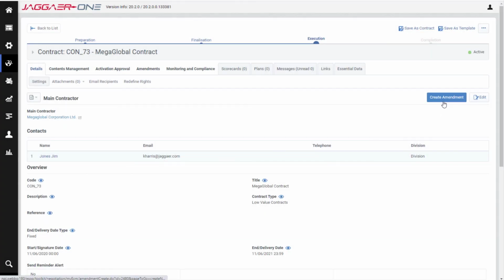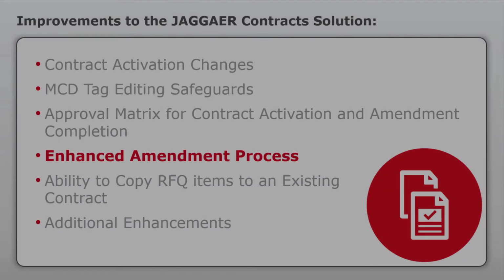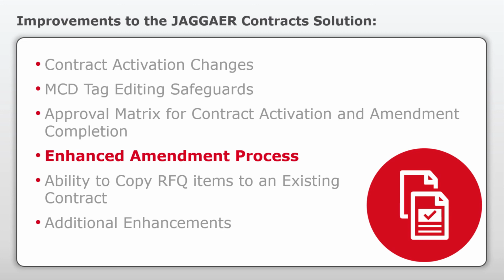If you choose to create an amendment, it will show the approval configuration as well. This matrix configuration will be applied to both. We're going to talk more about the amendment process in the next section of this video. That concludes the demonstration on this feature. Now let's talk about the new amendment process enhancements.